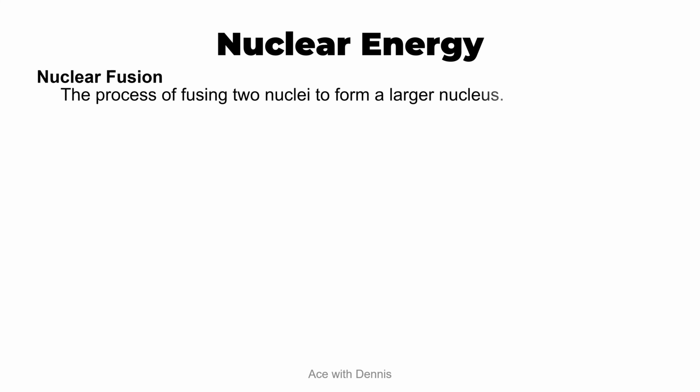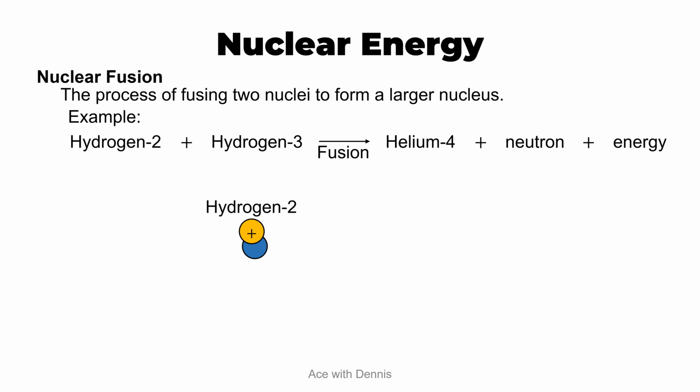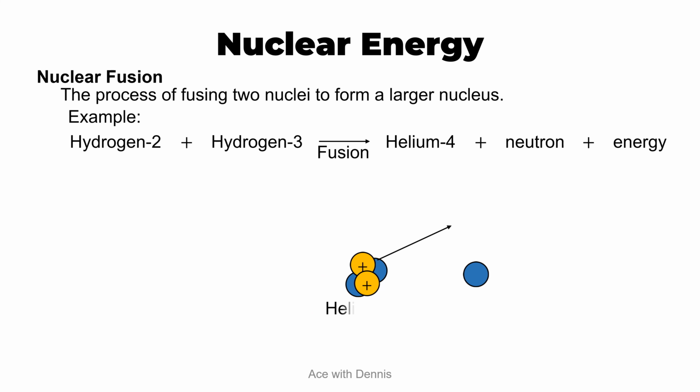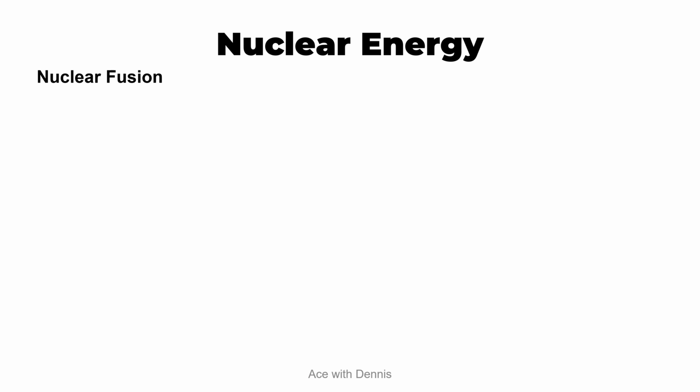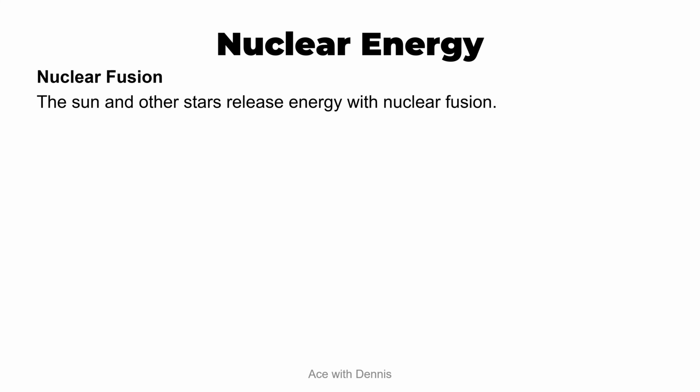Another method to generate nuclear energy is nuclear fusion. It is the opposite process of nuclear fission, which is the process of fusing two nuclei to form a larger nucleus. For example, we combine hydrogen-2 and hydrogen-3. After nuclear fusion, we form helium-4 and a neutron, and release energy. The Sun and other stars release energy with nuclear fusion.